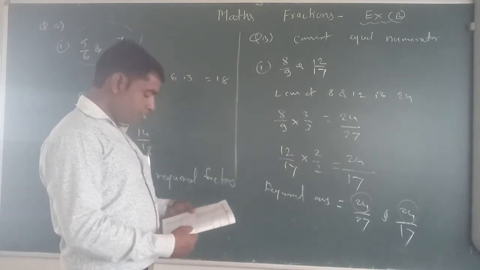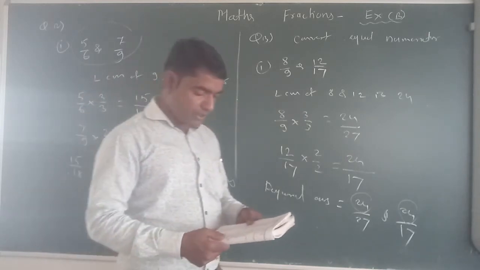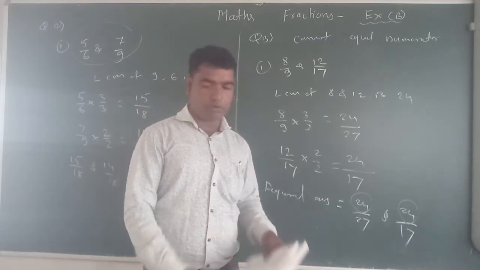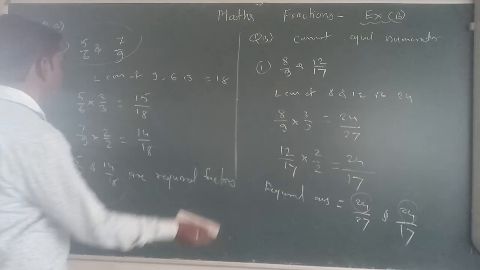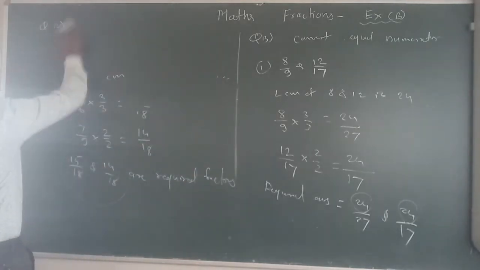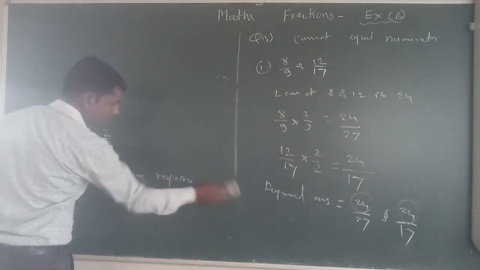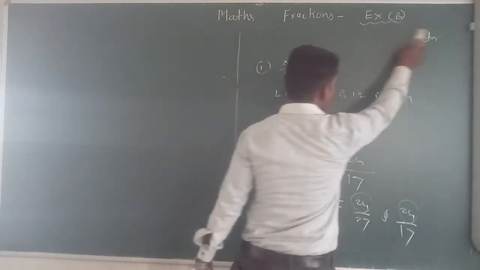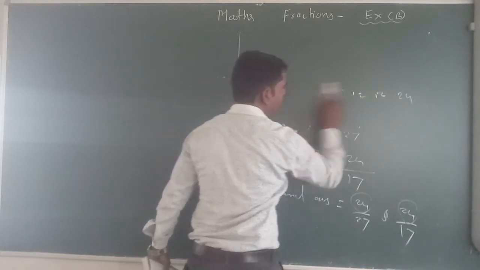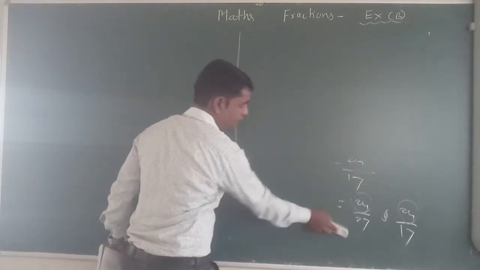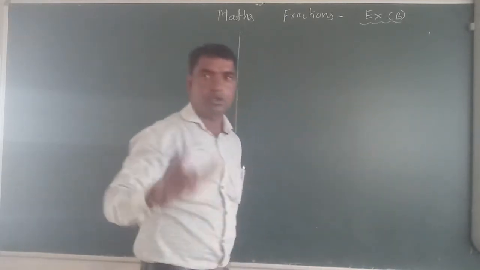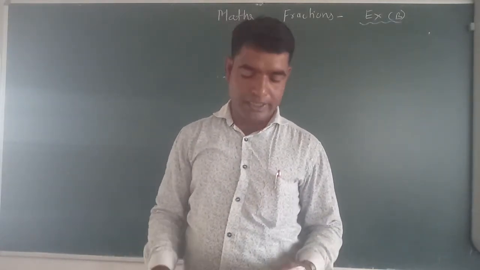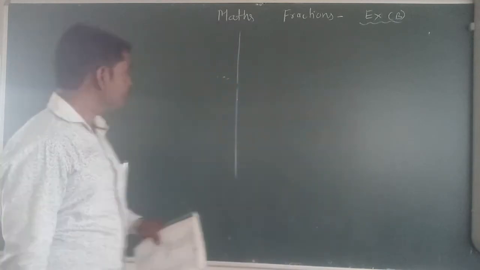Now after that we will see another problem: put the given fractions into ascending order by making the denominators equal. Here we have to make the denominators equal first. That means we have to convert them into like fractions, and then arrange them in ascending order. If you have understood ascending order, that means you can do descending also.